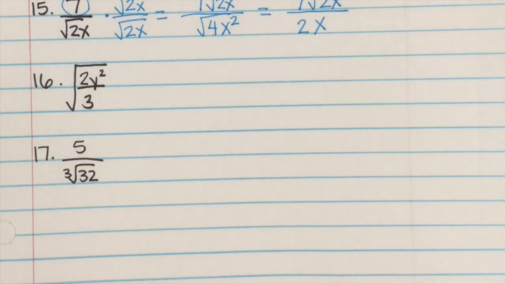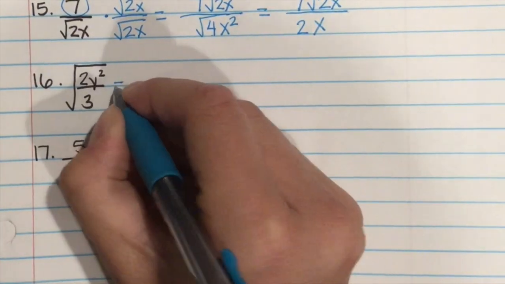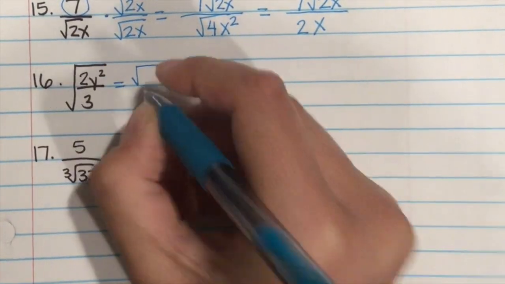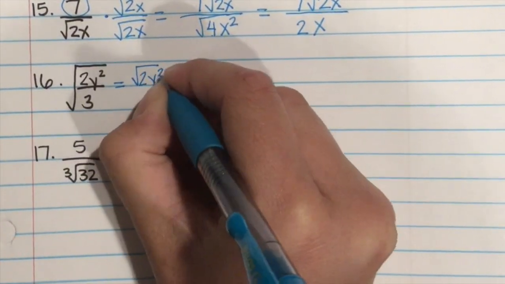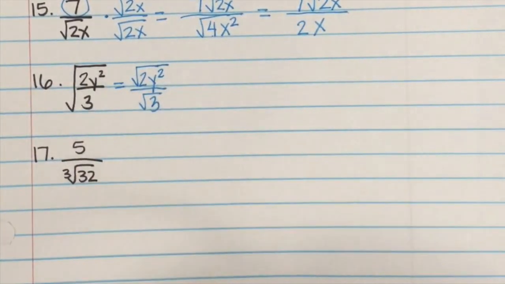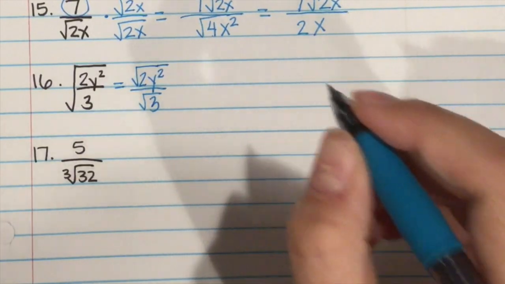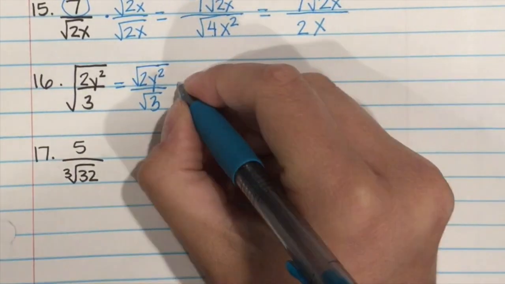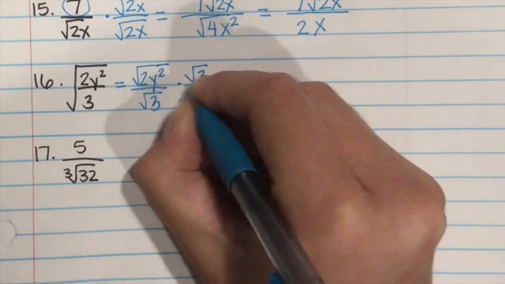In number 16, I have the square root of 2y squared divided by 3. So I'm going to first just kind of break this apart so I can see what I have. In the numerator, I have the square root of 2y squared. In the denominator, I have the square root of 3. So to rationalize the denominator, I'm going to multiply both the numerator and the denominator by the square root of 3.